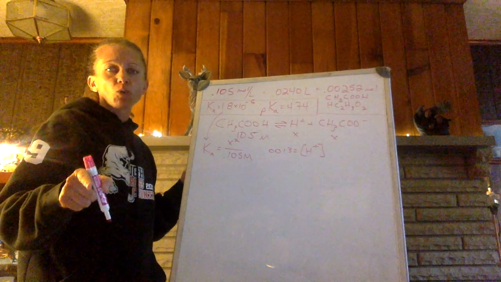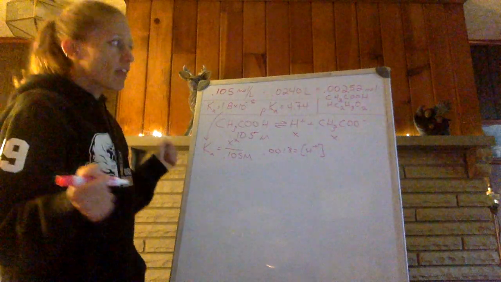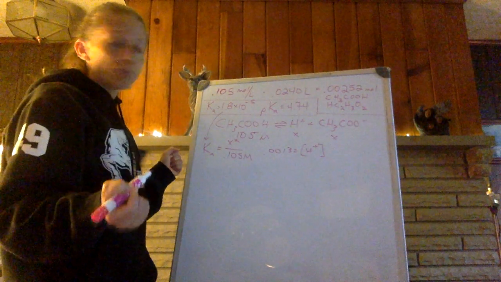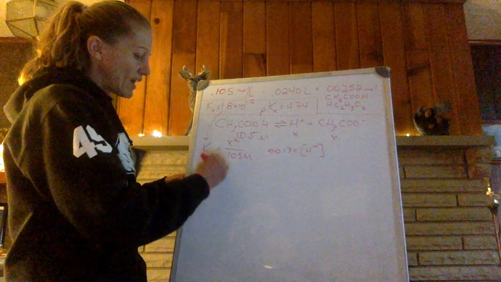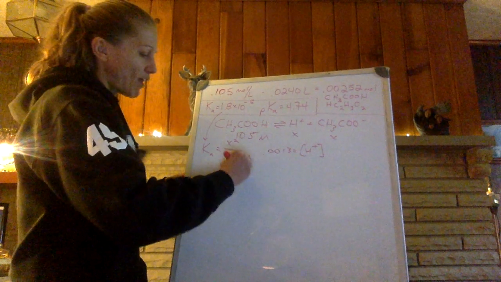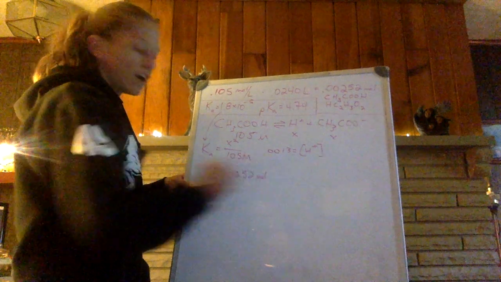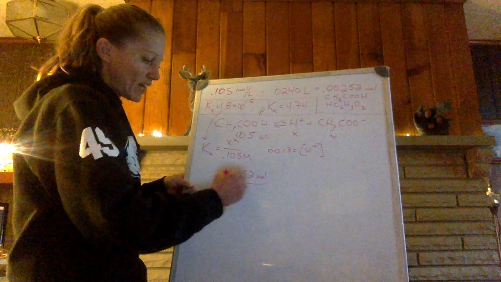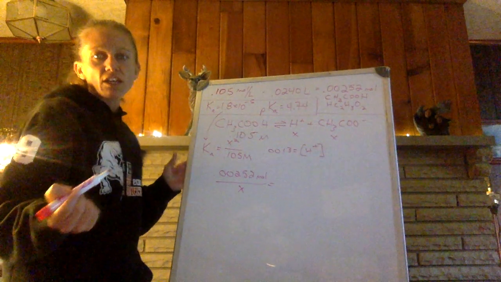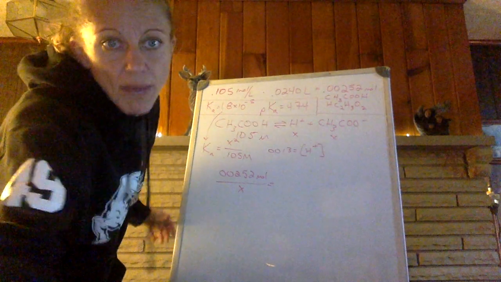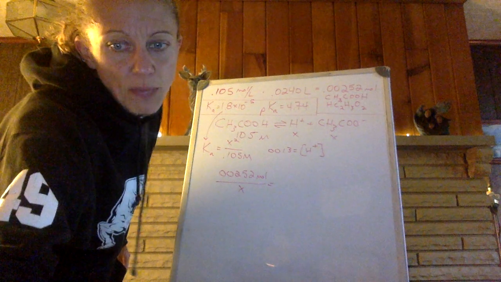Next, the volume of added base required to reach the equivalence point. Since the equivalence point is where moles of acid equals moles of base, I want to know when I have 0.00252 moles of NaOH in how many liters, because from my original molarity, it looks like, what am I adding? Let me go back to the other page with my problem.